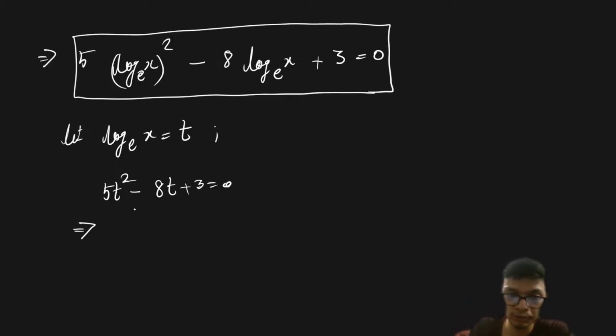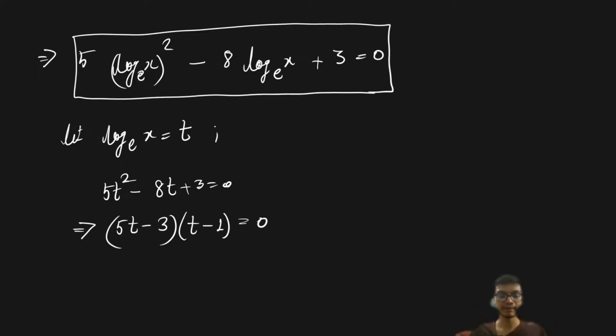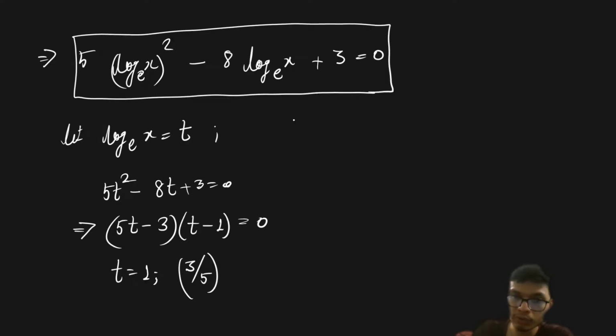If we try to factorize this part, it is going to be (5t minus 3) multiplied with (t minus 1) equal to 0, right? That is how we have factorized. Therefore from this we will have two roots, that is t is equal to 1 or t is equal to 3 upon 5. Now we have to equate log x to this t in order to get the values of x.